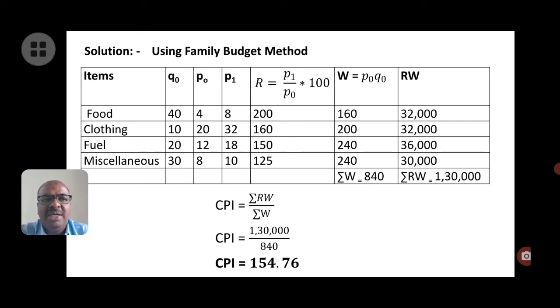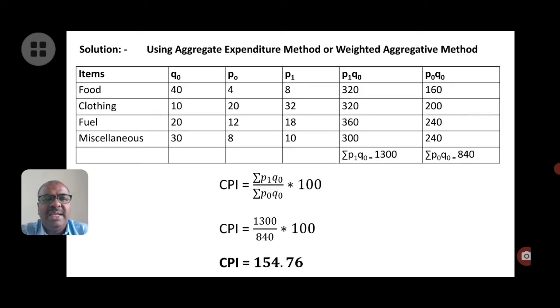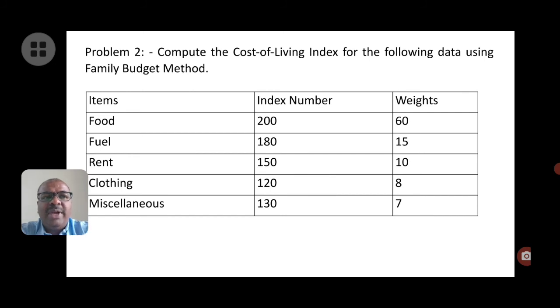One is the family budget method and the other one is the aggregate expenditure method. Let's look at one more problem here. Compute the cost of living index for the following data using family budget method. They're asking only one method here. And here they have given us directly the index number, which is nothing but the price relatives, and weights, which means we've been given R as well as W directly. We need not find out R and W like in the previous question.